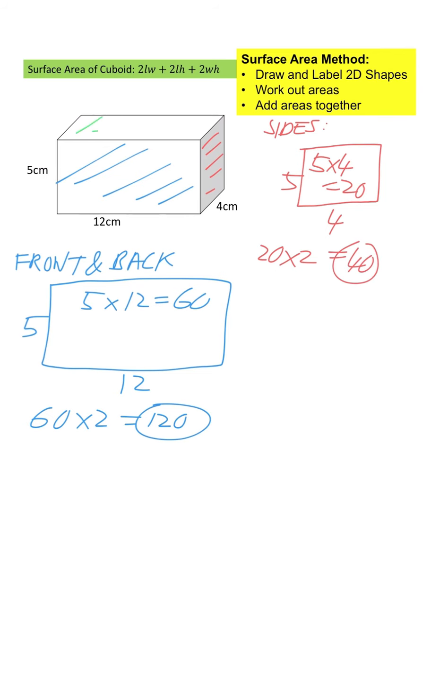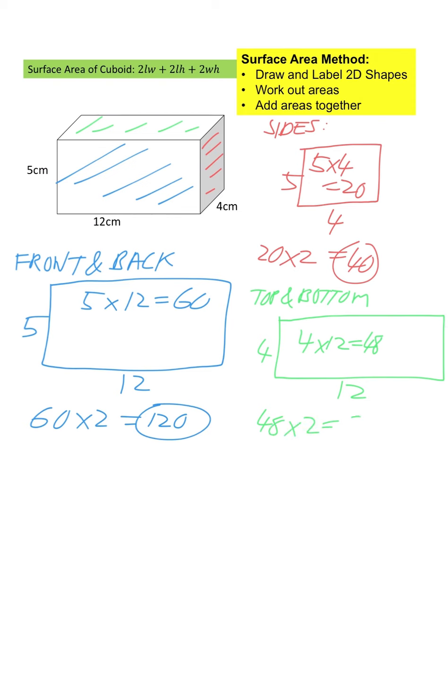The last one then is the top and bottom. So for that one we'll have 12 and 4. And 4 times 12 is 48. Then remember we need to times by 2 because it's the top and the bottom. And 48 times 2 then is 96. So we have 120, 40, and 96. So let's add all these together. So 120 plus 40 plus 96, and that is equal to 256 centimeters squared.